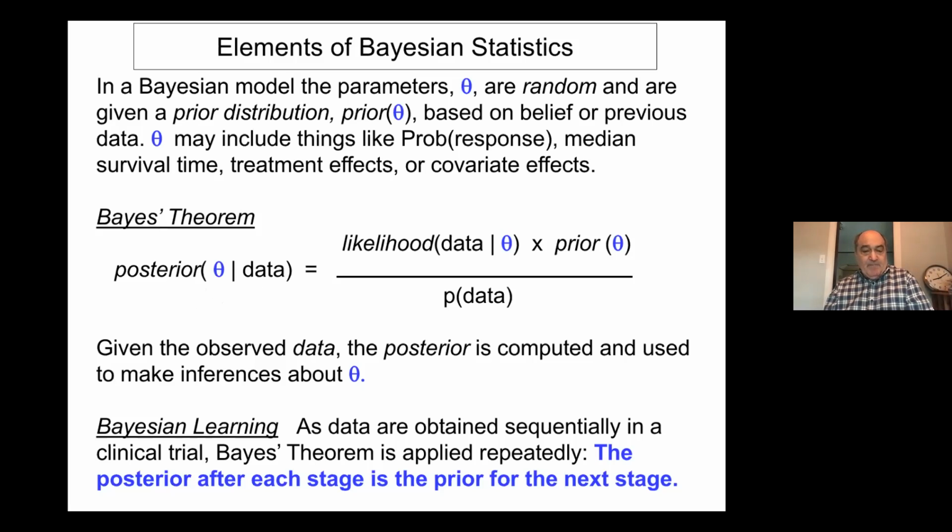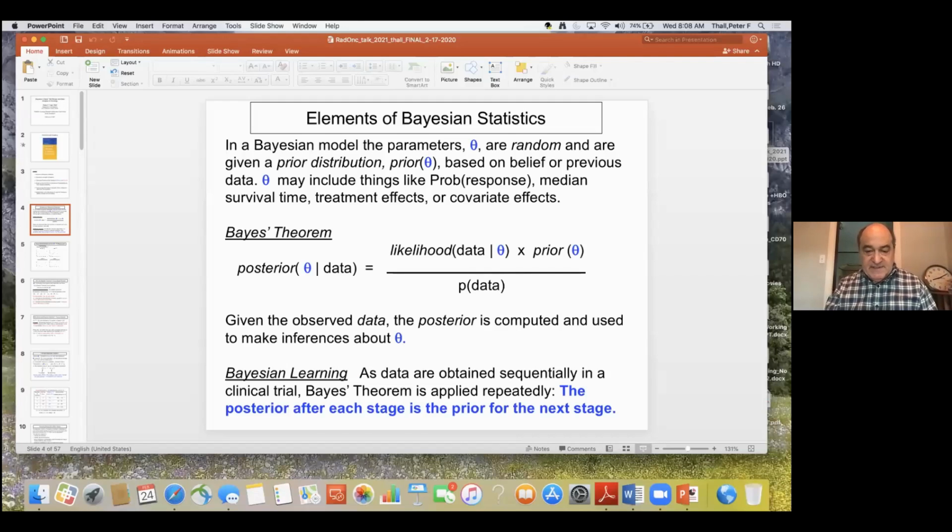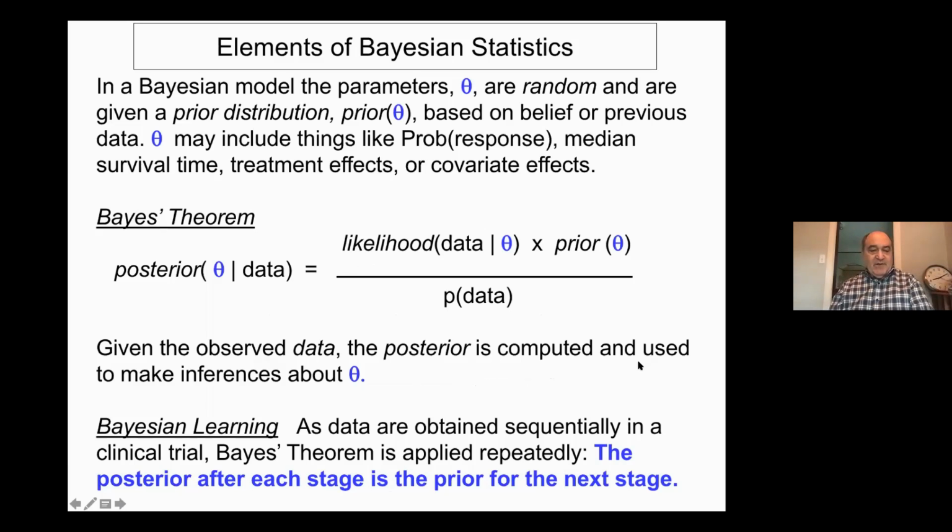So Bayesian learning is something that you do sequentially. This is what people do in their lives every single day. The things that you did this morning were actually Bayesian learning, but you've been doing it all your life and you don't have a formal model. As data are obtained sequentially in a clinical trial, you apply Bayes' theorem repeatedly. So you get data, you compute the posterior, you look at it, then you take another action, you get more data and you repeat, but each time you use the posterior from the previous stage as the prior for the next stage.